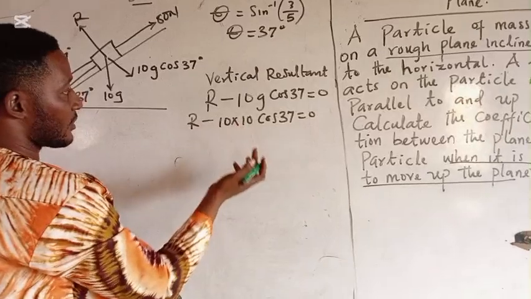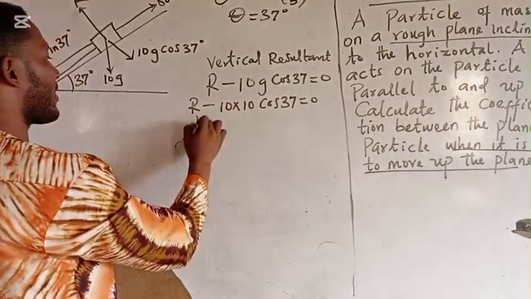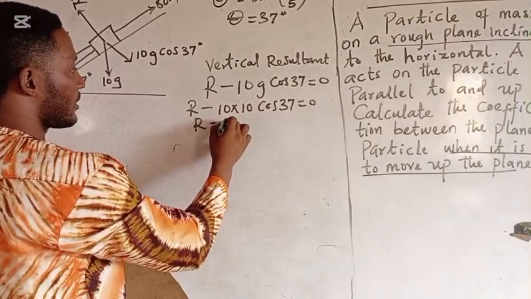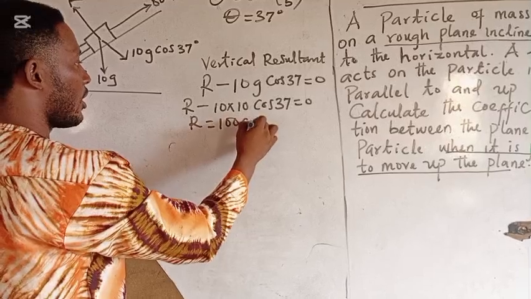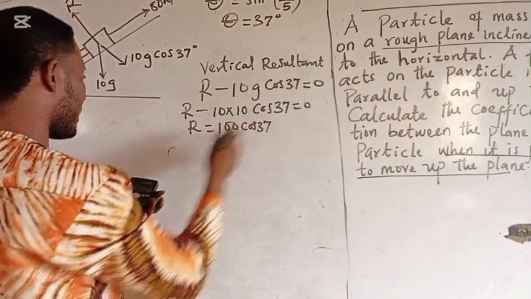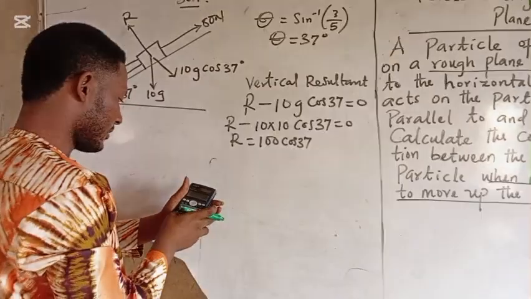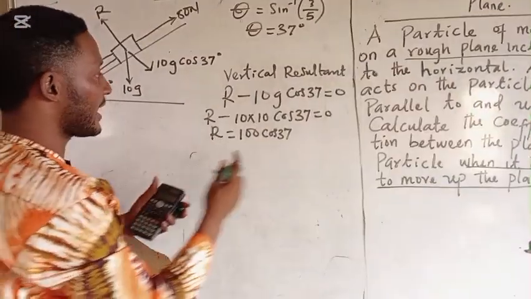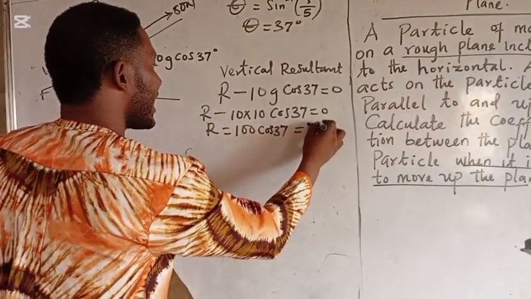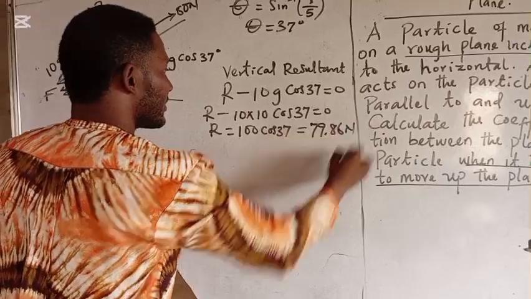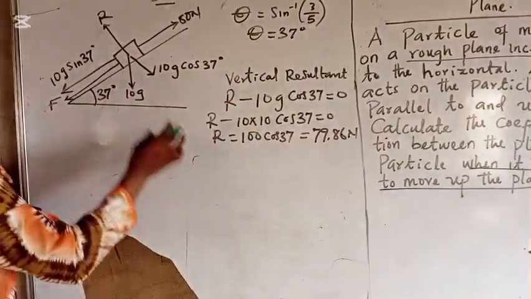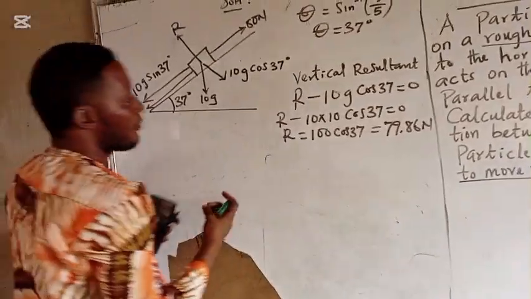Remember that 10 times 10 is 100. So transposing this, we have R equals 100 cos 37, which can be gotten with your calculator. 100 cos 37, and that is 79.86 newtons.